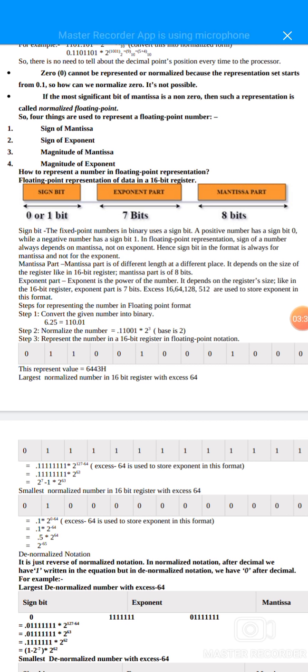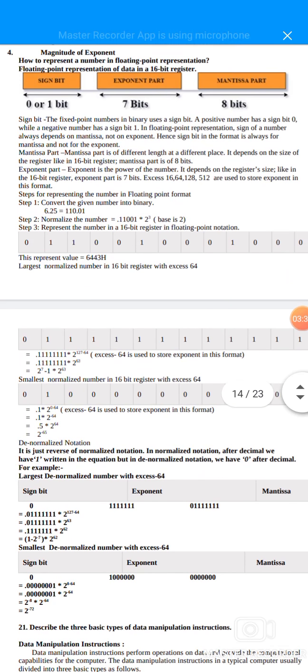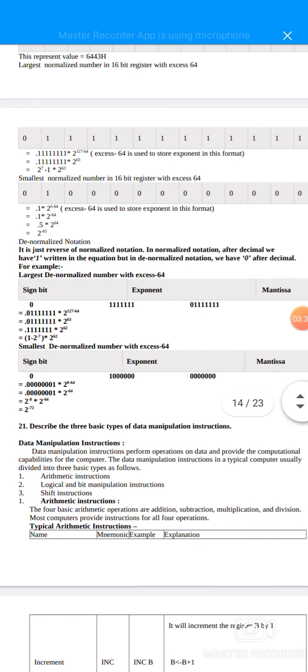Excess 16, 64, 128, 512 are used to store the exponent in this format. Three steps are followed in this type, and more calculation will be used on these normalized notations. Normalized notation will use this excess 64.